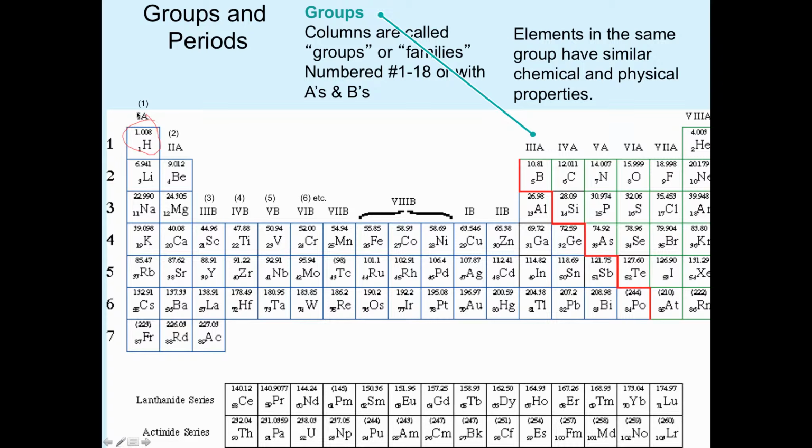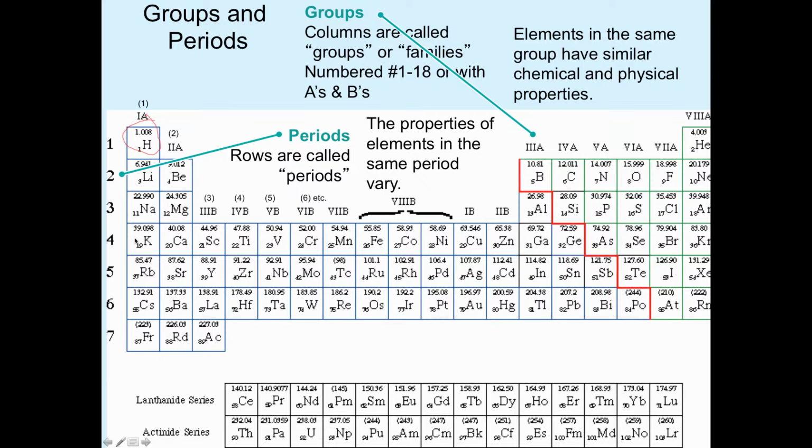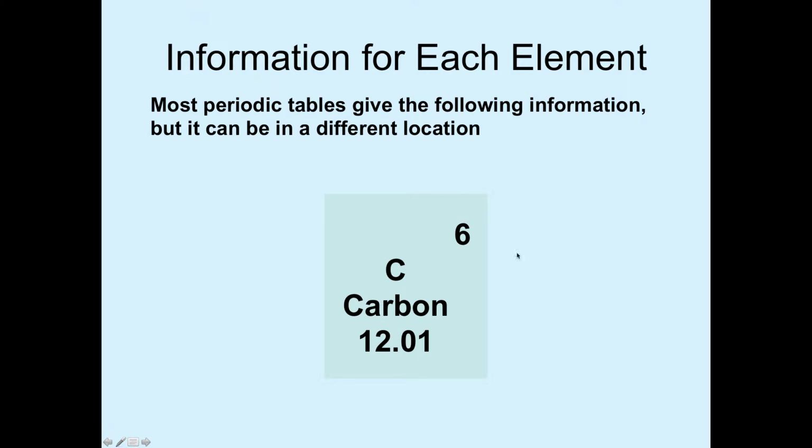Notice here that I have groups with the A's and the B's, and also 1, 2, 3, and it would all go all the way over to 18. Using the A's and B's actually is a little more informative, I think, but the newest way to do it is just with the numbers 1 through 18. So we need to know both. Then, of course, these numbers over here are periods, the rows across, and as you go across a period, the properties of the elements vary. They are not the same like they are in a group. I know this is just review.